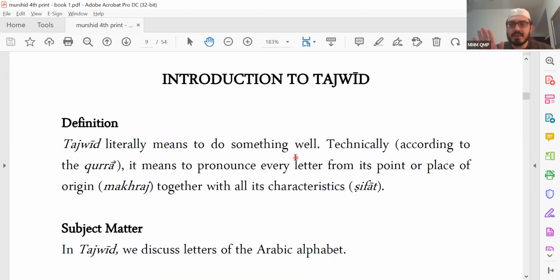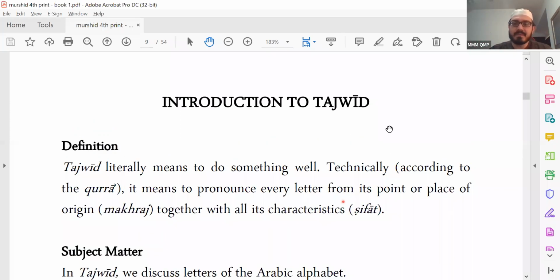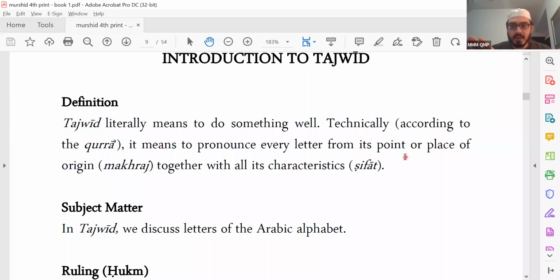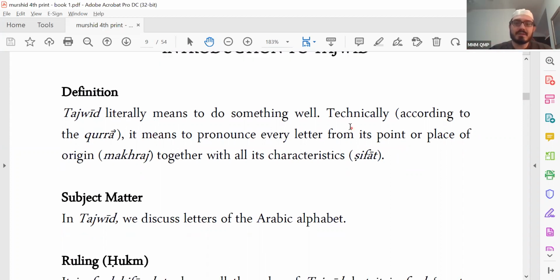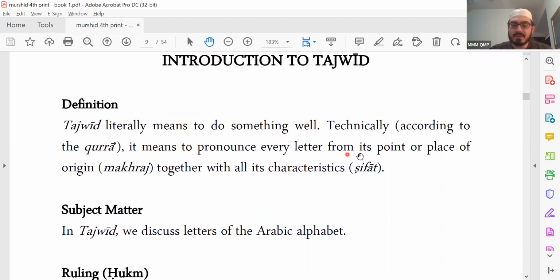So Tajweed literally, linguistically means to do something well. Okay. Now, technically, and this is according to the Qurra, which means the scholars of Tajweed and Qira'at in this field, it means to pronounce every letter from its point or place of origin, which is the makhraj, along with its sifat. That's it. Tajweed is, and there's some charts here, inshallah, we'll get to it as well, to pronounce everything from its makhraj, so where the letter comes from.